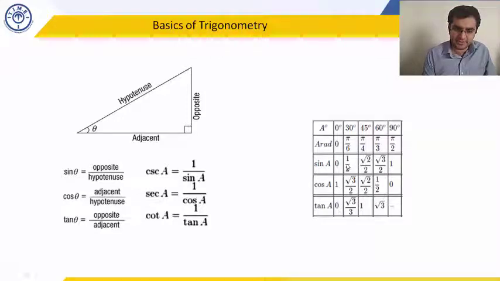0 by 1 is 0. Half by root 3 by 2 is 1 by root 3. 1 by root 2 by 1 by root 2 is 1. Root 3 by 2 divided by half is root 3. And 1 divided by 0 is infinity. Okay. So you can write all these values: 0, 1 by root 3, 1, root 3, infinity. Tan theta values are 0, 1 by root 3, 1, root 3, and infinity.